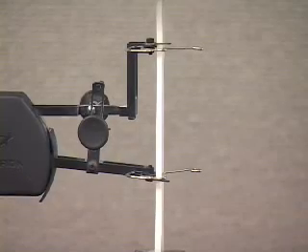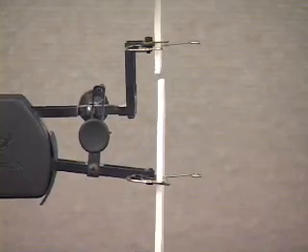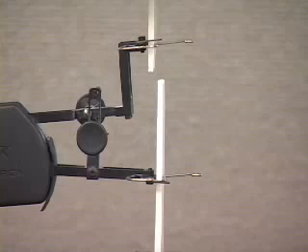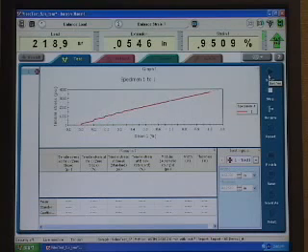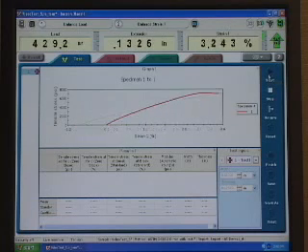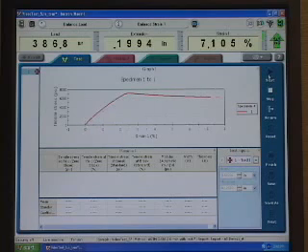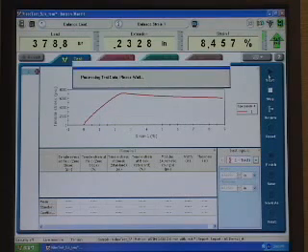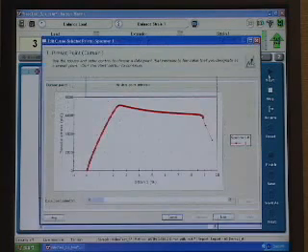Now we'll run a tensile test and generate some data. From the load extension data, we can create a stress-strain curve, which we see here. From this, we can determine the following.